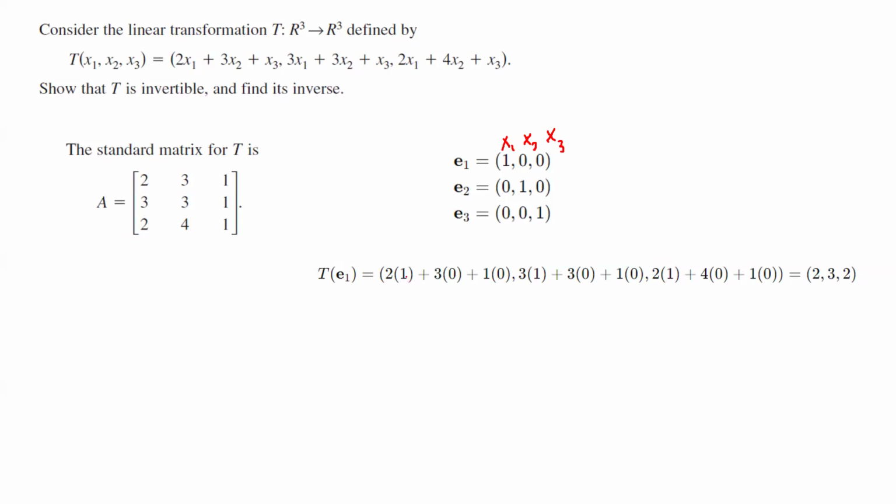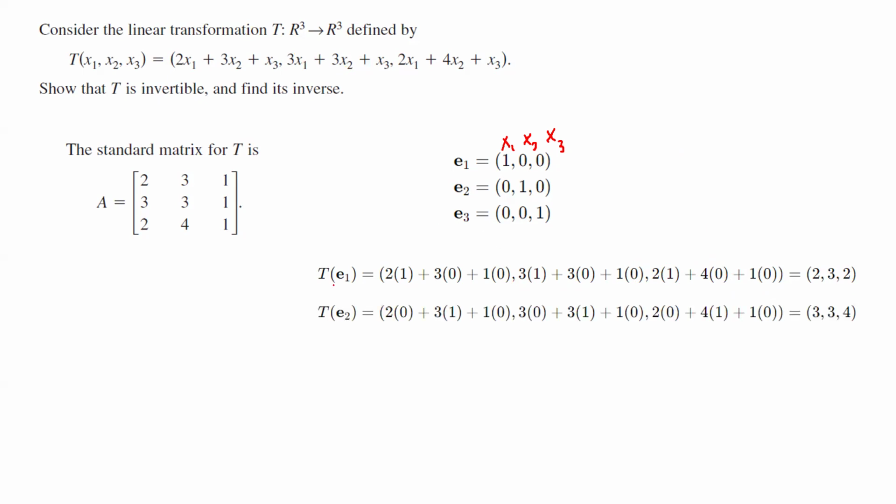2 times 1 plus 3 times 0 plus 1 times 0, just referring to the very first component, and 3 times 1 plus 3 times 0 plus 1 times 0, referring to the second component. And here you have 2 times 1 plus 4 times 0 plus 1 times 0, referring to the last component. The result is 2, 3, and 2.